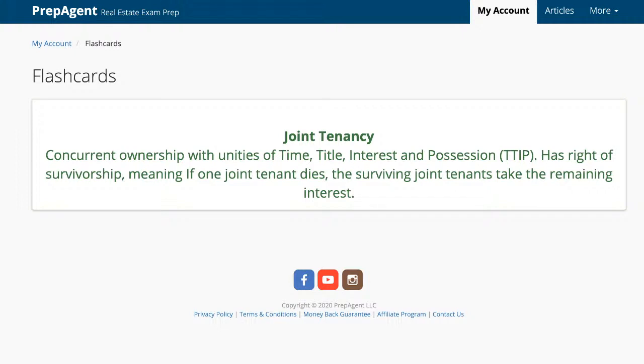Okay, so you have joint tenancy: time, title, interest, possession. Tenancy in common just has the right of possession. And then you have the right of survivorship, which only applies to joint tenancy, not tenancy in common. Therefore, which one would you take with a corporation? Joint tenancy or tenancy in common? The answer would be tenancy in common.